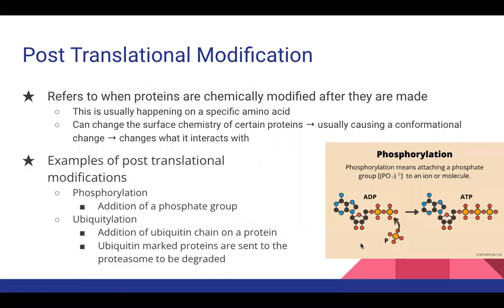And post-translational modification refers to when proteins are chemically modified after they are made. And this usually happens on a specific amino acid. This can change the surface chemistry of certain proteins, and can cause a conformational change, therefore changing what it interacts with and what it does. Some examples of post-translational modification are phosphorylation, which is the addition of a phosphate group. This little mechanism is shown here on the right side. And ubiquitination, which is the addition of a ubiquitin chain on a protein, and these marked proteins are usually sent to the proteasome to be degraded.